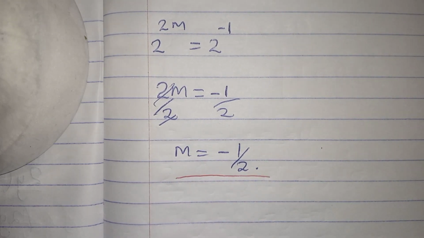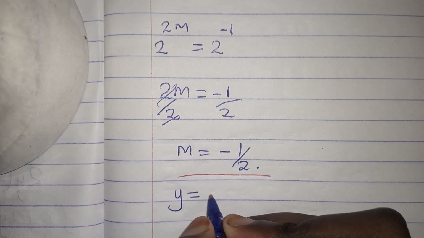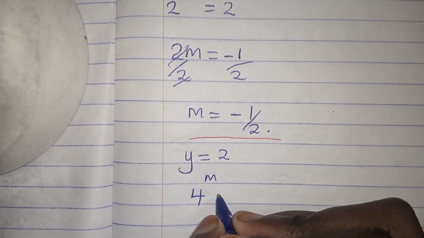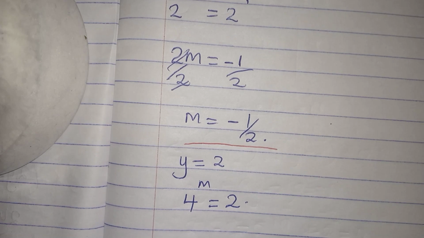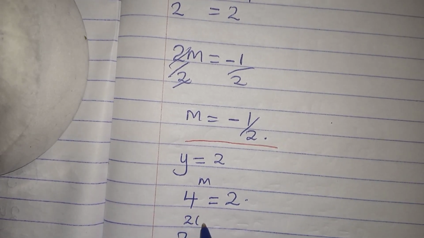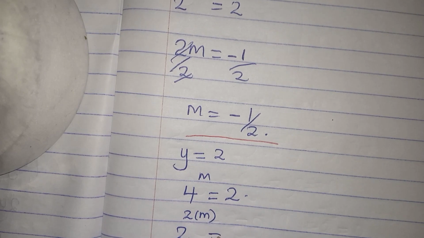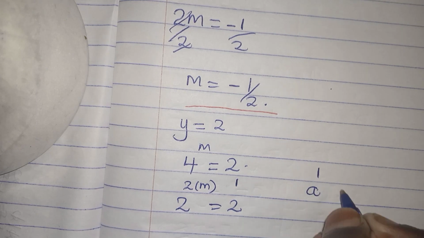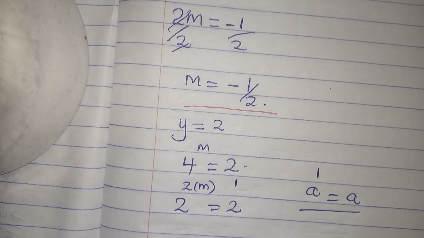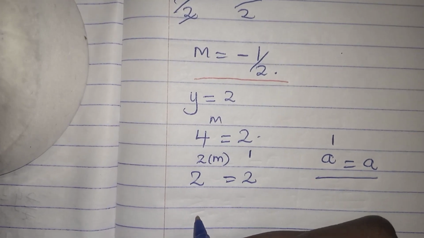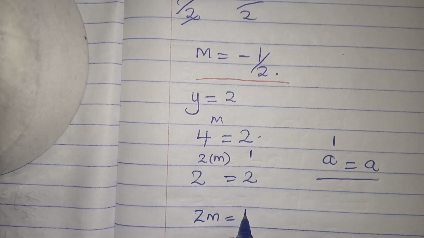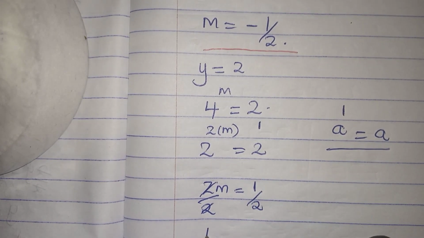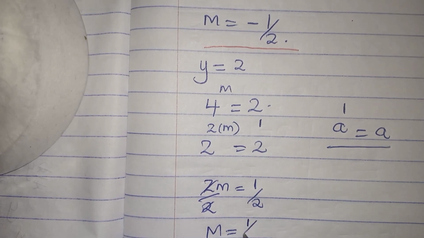We had another value of y, which is y equal to 2. And 4 to the power of m is equal to y, which is 2. So we can write 4 as 2 to the power of 2m is equal to 2 to the power of 1. a to the power of 1 is equal to a. So 2 to the power of 1 is 2. So 2m is equal to 1. To get the value of m, divide by 2, divide by 2. So these 2 will cancel. m is equal to a half.